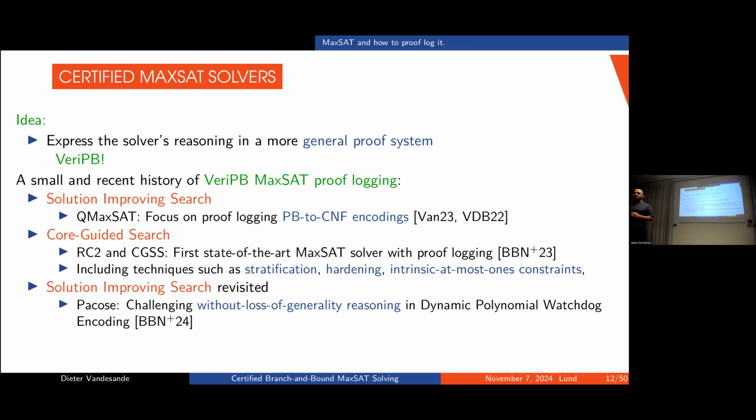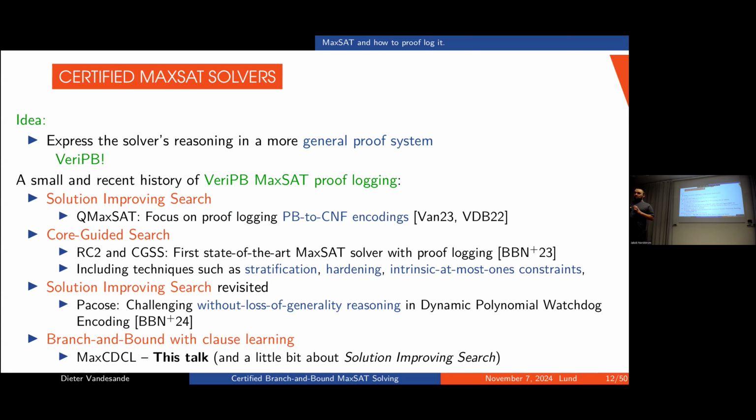And then this year we got back to solution improving search, and we thought, we need to have a version with proof logging of the state-of-the-art in solution improving search solvers. So let's do PACOs. And we thought, in the end, it's just another encoding of the solution improving constraint, so that's going to be fine. But actually, the reality was different because the dynamic polynomial watchdog encoding, which is one of the encodings that's been used in PACOs, uses some interesting without loss of generality.